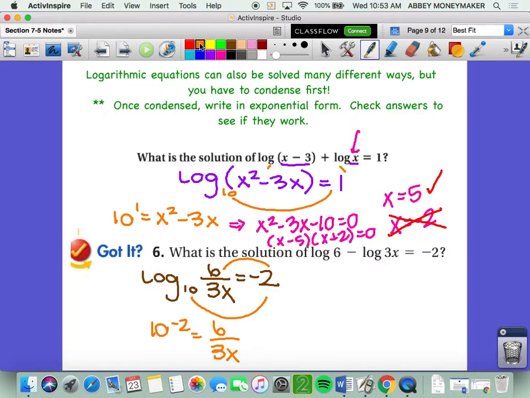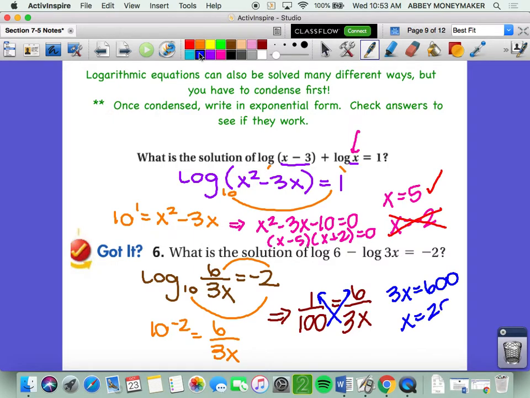The other side is a fraction, so I would keep it as a fraction. So we would have 1 over 100 equals 6 over 3x. When you have two fractions equal to each other, what do you do? Cross multiply. The butterfly. Oh my gosh, the butterfly has actually shown up. So we have 3x equals 600. So what does x equal? 200?